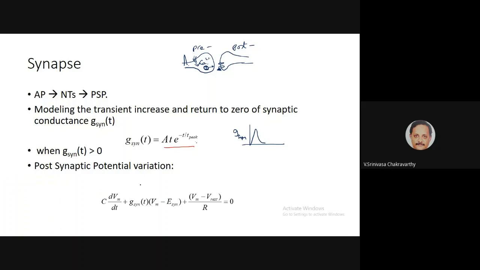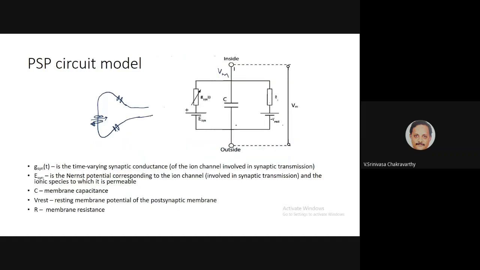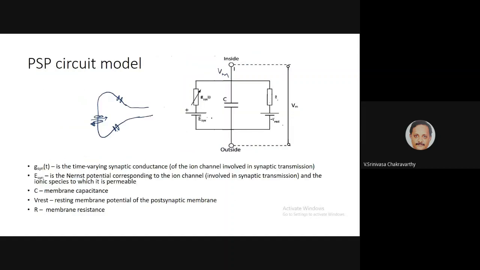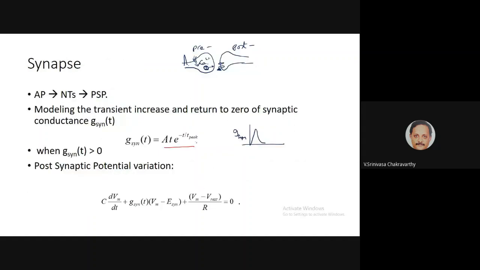That can be given by this equation, because this is a circuit model. This is the synaptic conductance, then there's a membrane capacitance, and the third branch is the sum of all the other ion channels on the postsynaptic side. We are assuming that they're all passive channels, like leakage channels, so we just combine them into one branch. That equation is C dV by dt plus G_syn times (Vm minus E_syn), where E_syn is this voltage, plus (Vm minus V_rest) by R is equal to 0. Basically, it's Kirchhoff's current law.